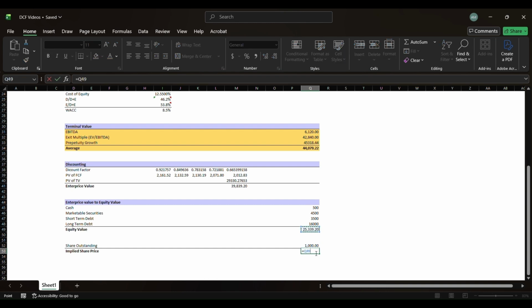Now we have to calculate the implied share price, which is the equity value divided by the number of shares outstanding. So you get 25.3392. This represents the intrinsic value of the stock based on fundamentals.